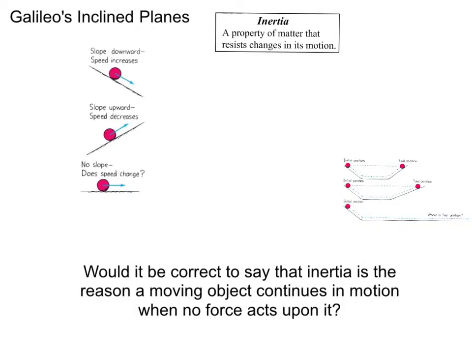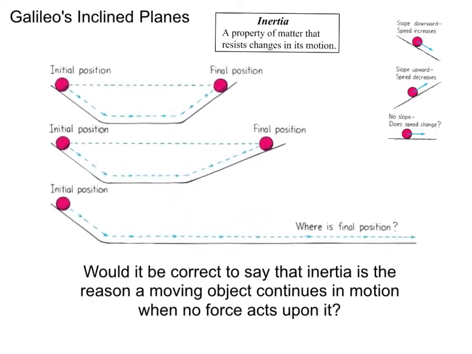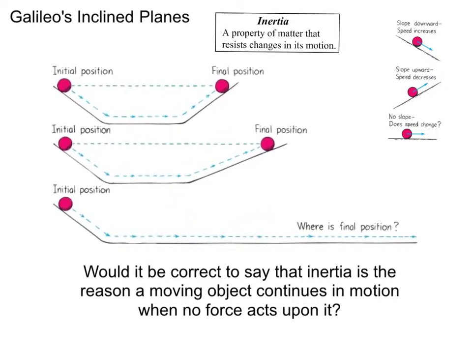Now, he further experimented by taking his inclined planes and putting them next to each other. And what he found was that when he released a ball from one point and it went down a plane, it would rise up to that same position on the other side. And even if he inclined that second plane slightly less, it would still rise up to the same height, which would require it to move further along that slope.